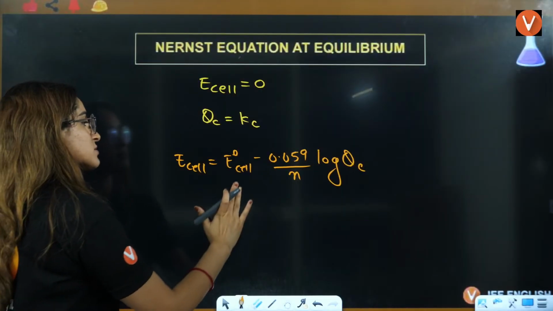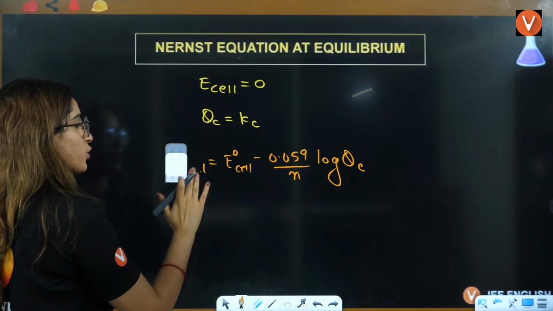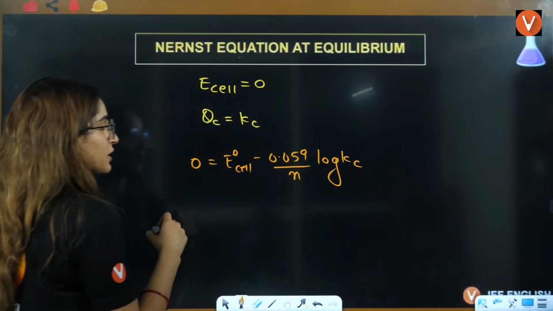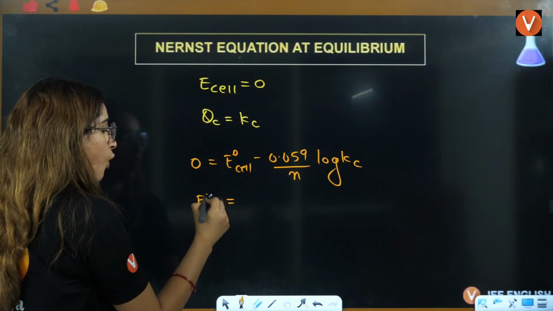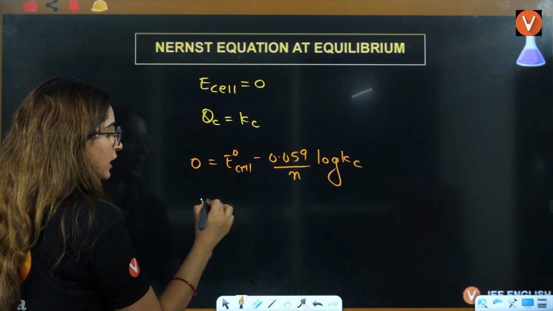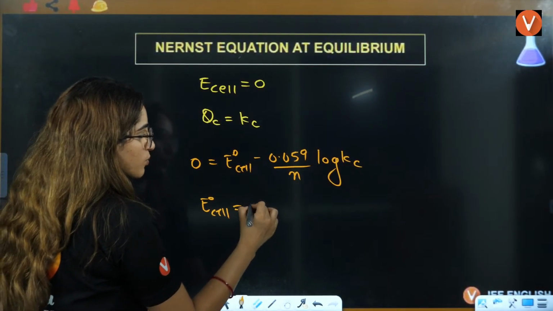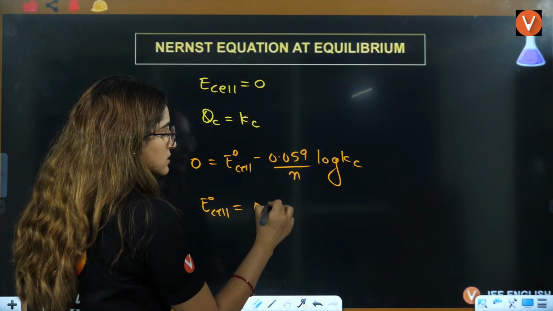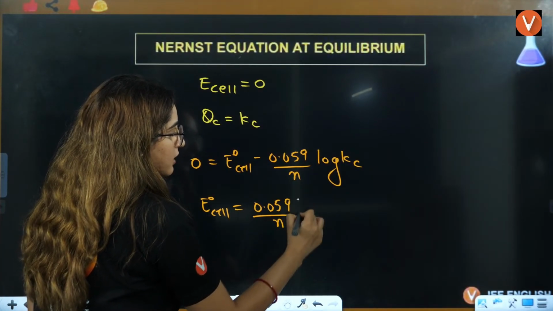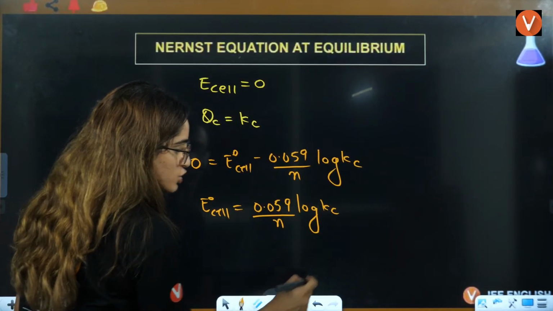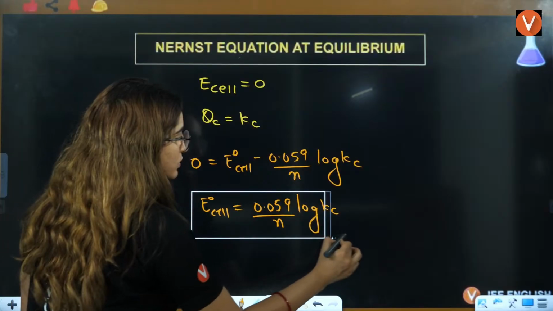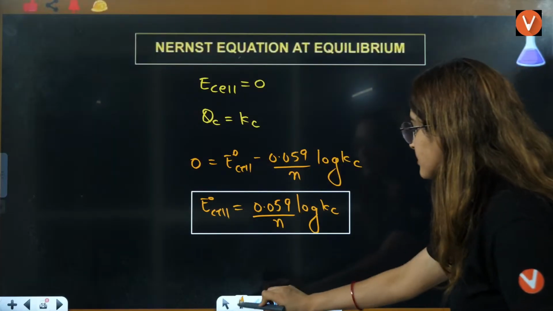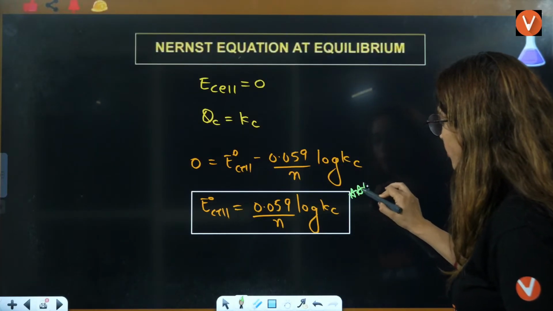This will change to, because this is equal to 0. So this will be 0 here. This will become Kc. So this particular equation will become E naught cell equals to, not minus, it should be plus, 0.059 divided by n log of Kc. So this is the first formula that you will see here, which is a very, very important formula.